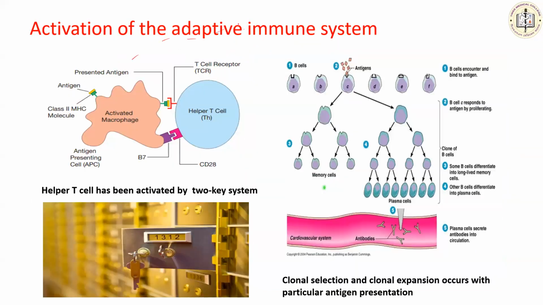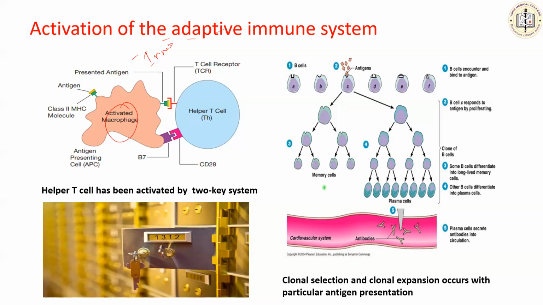So for the activation of the adaptive immune system, we all know that the innate immune system and adaptive immune system are interrelated. Like macrophage, can you see the picture? What does the picture show? What is the headline of this slide? Antigen presenting cells presenting antigen to the helper T cell. Activation of adaptive immune system. This is the headline you are seeing, right?